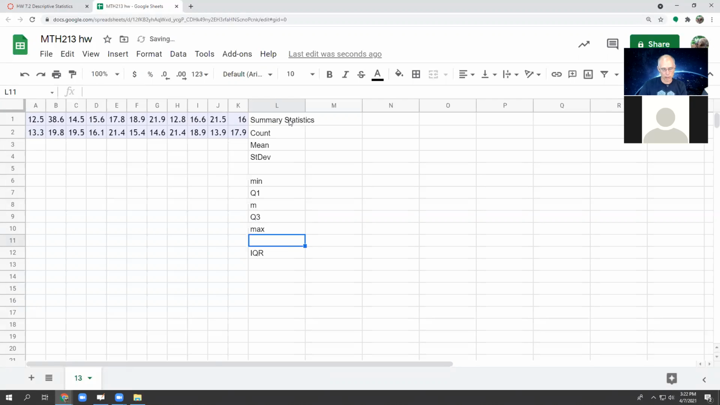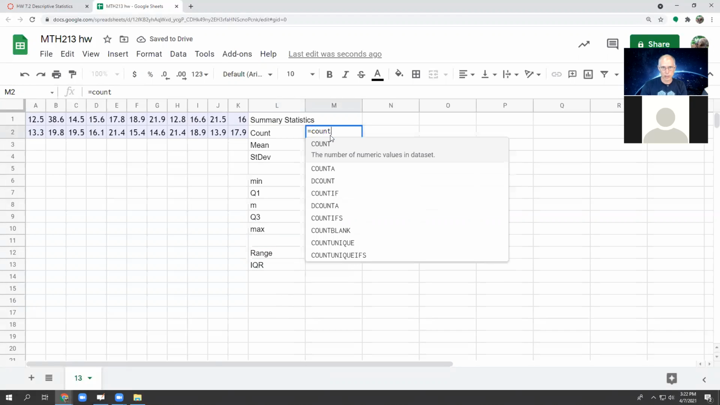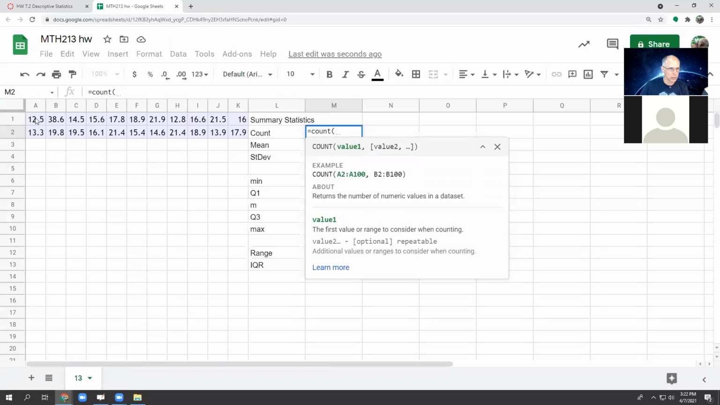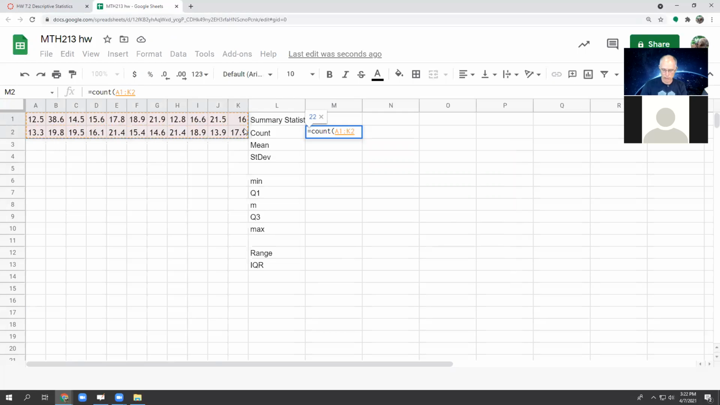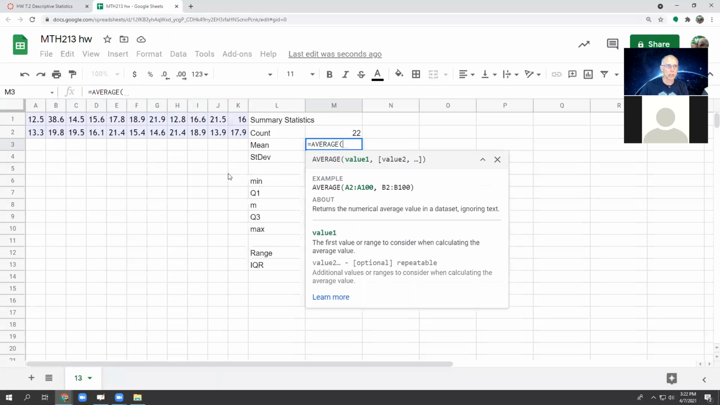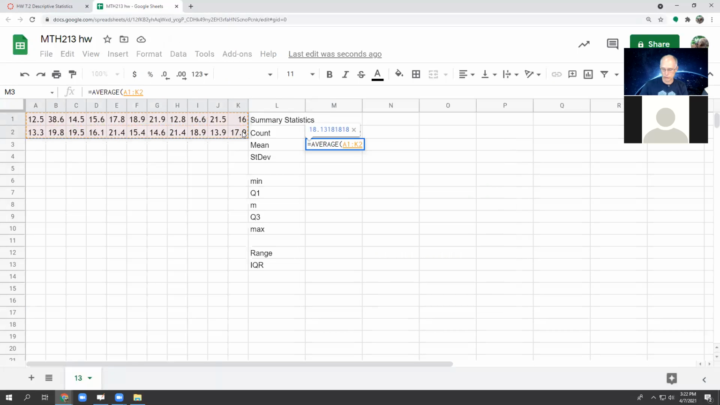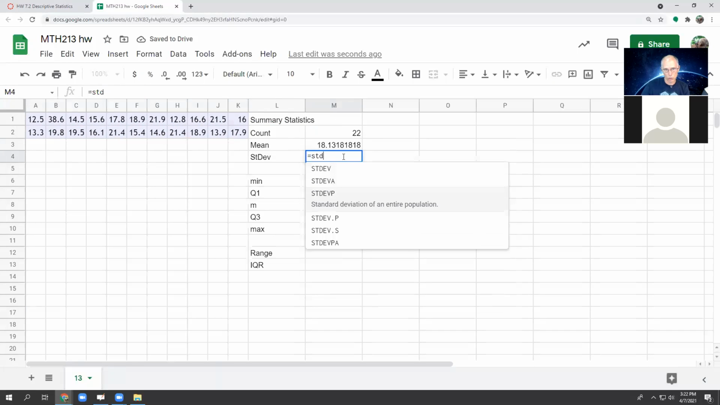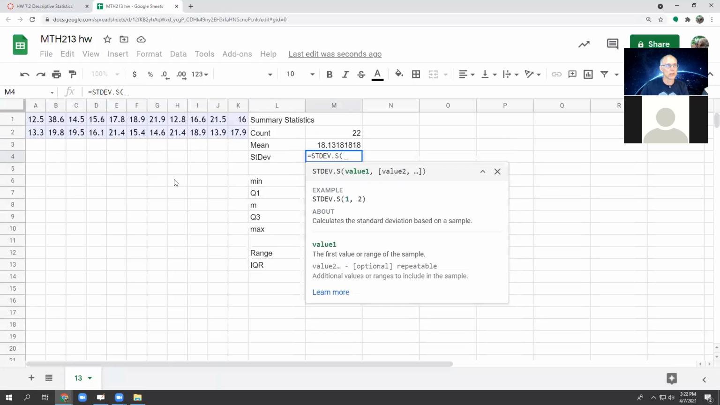Other numbers we sometimes calculate along with those are the range. So instead of what's the distance from the min to the max, make a little space there. So count is just count. This question I don't think needs it, but have it. And then autofill is not a good idea here. Mean is average. Standard deviation. STD, we want .s for sample. That's important.